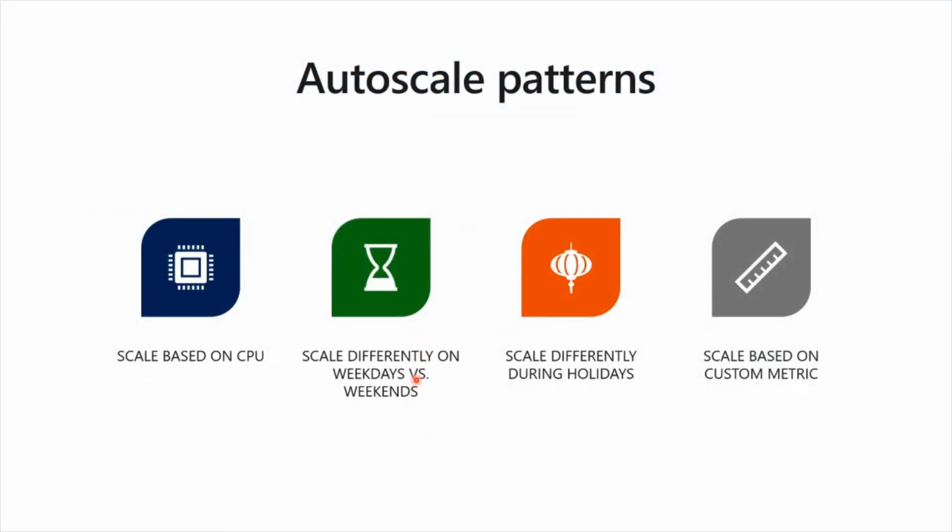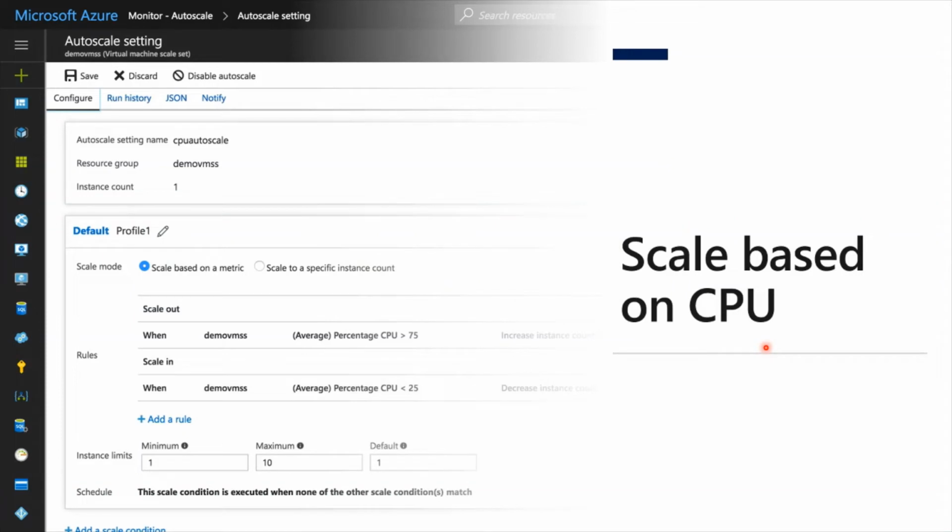Scale based on CPU means based on CPU performance, like in the previous one where we saw CPU percentage used. Scale differently on weekdays and weekends, because on weekends you might have heavy load on e-commerce websites, so you can scale out more. Scale differently during holidays, you might have heavy load or no load at all, depending on the type of website or application. Scale based on custom metrics, you can have totally different scenarios.